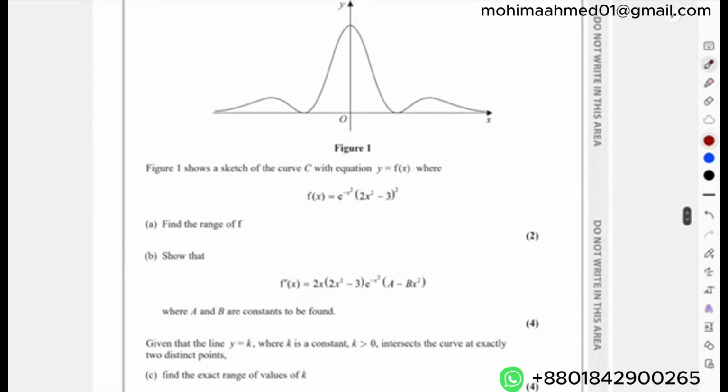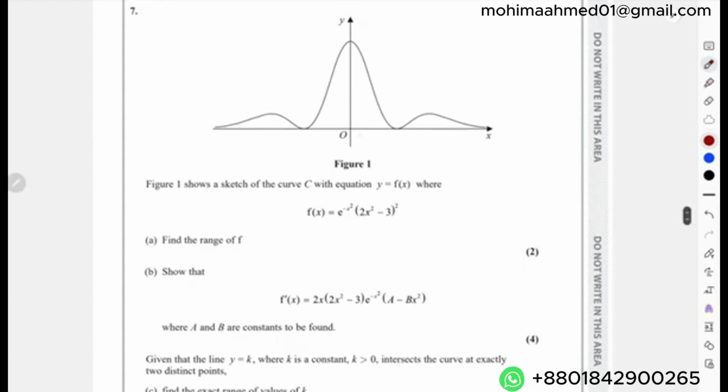Okay. So for question 7, the first thing they want you to do is find the range. For range, we can clearly understand the range will never go back to the negative axis. The minimum is going to be 0 because the graph never touches the negative y-axis. And the maximum is this one, when the graph crosses the y-axis.